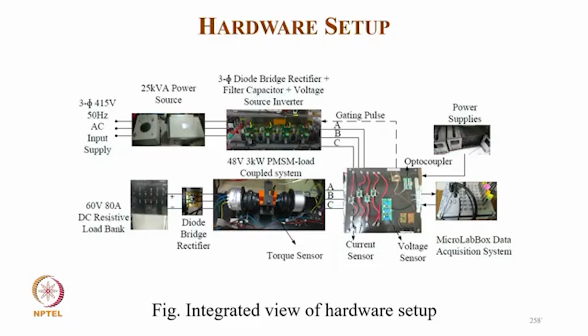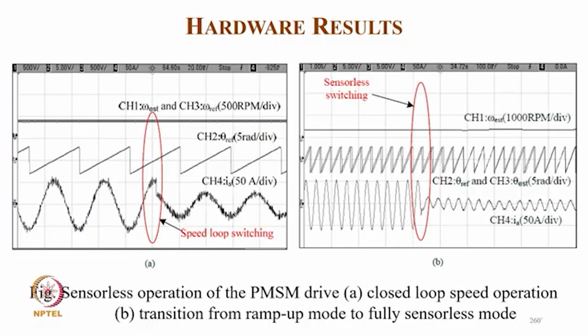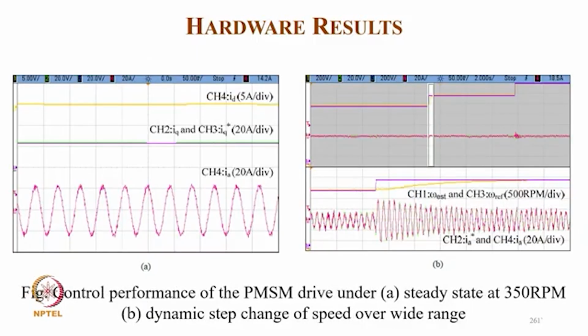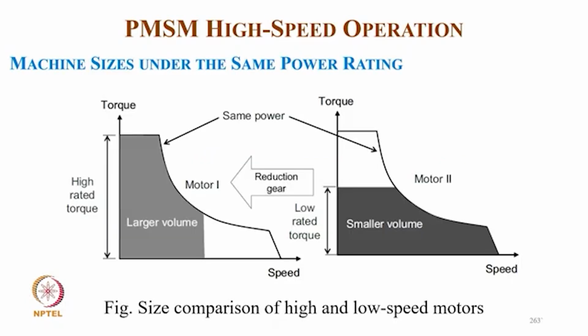This, of course, is the hardware setup, an indicative hardware setup. And this is the open loop ramping and PLL tracking in the initial startup region. And this is for sensorless closed loop speed operation, and then the transition from ramp mode to fully sensorless control mode. And this is the performance of the PMSM drive under steady state at 350 RPM and dynamic step change for a wide speed range.